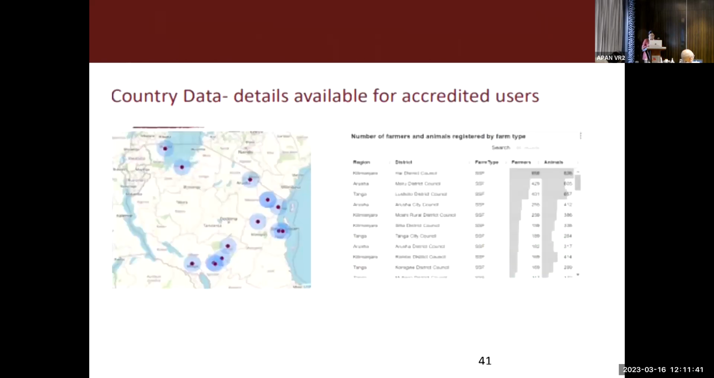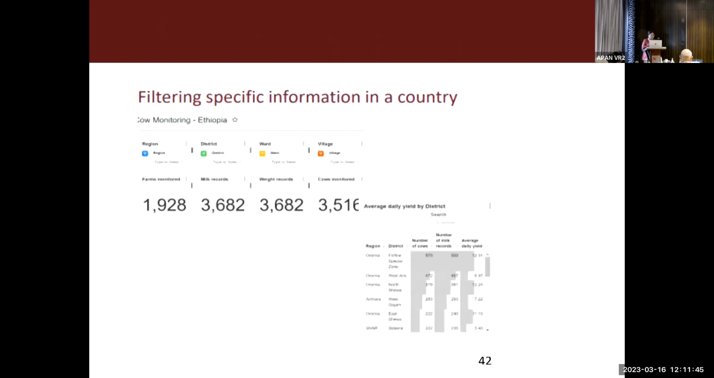This is the thing that we can see, and we can filter for any specific information. If you want to see specifically one breed, you can go and select it and then it can filter.